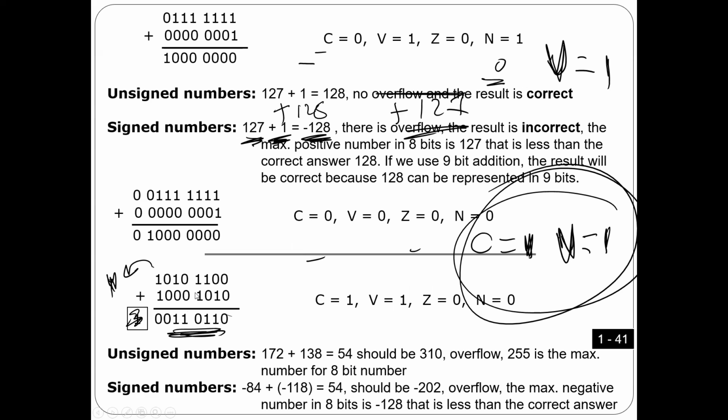Here, I'm going to add negatives. This one, negative 84 plus negative 118, and I got 54. But this number 54 is wrong in both cases, because the correct answer was supposed to be negative 202, and my limit is negative 128. So I exceeded the limit.